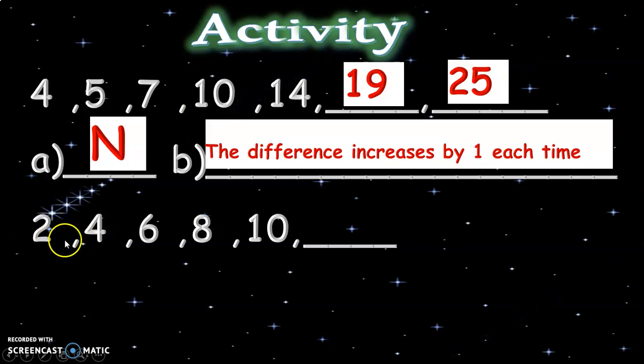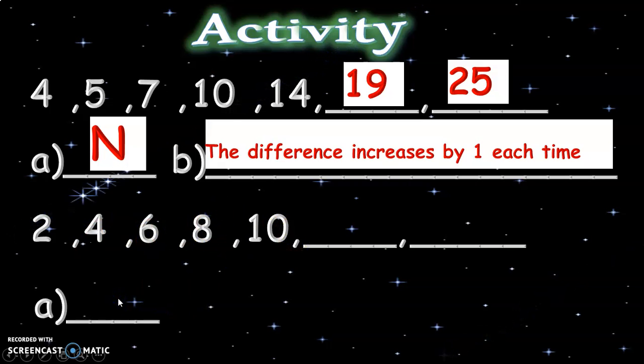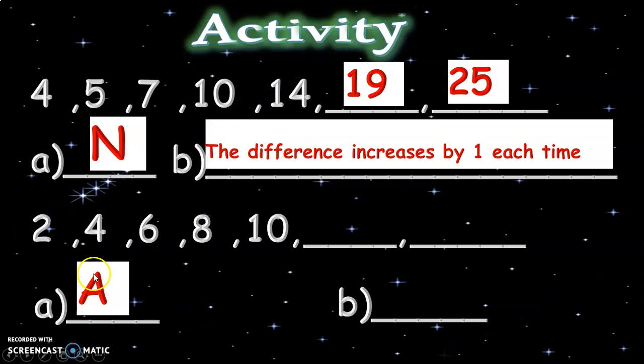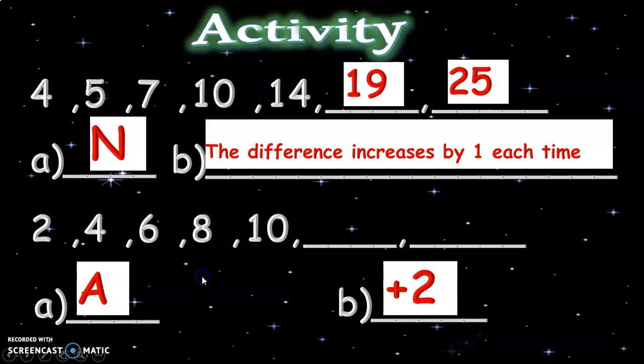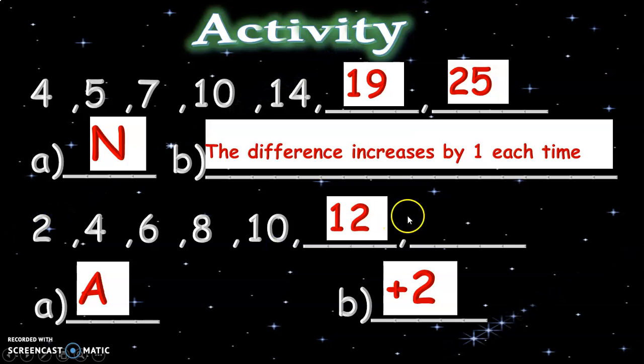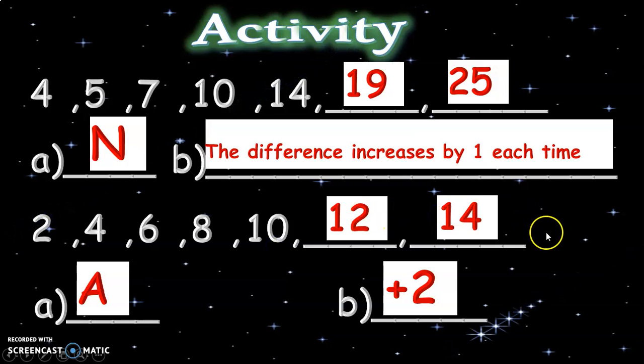Next one, 2, 4, 6, 8, 10. So this is very easy. This is a type of arithmetic. Why? Because the difference is plus 2. It increases by 2 only. So to get the next two terms, 10 increases by 2 is 12. Next is 14.